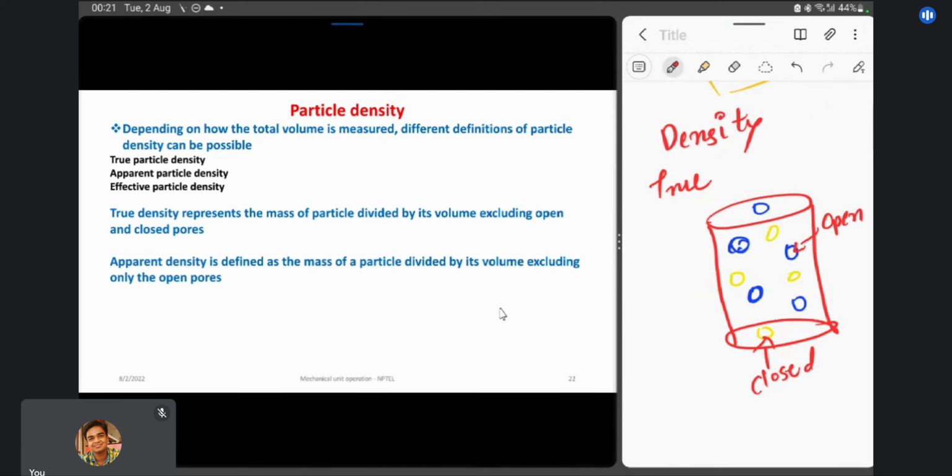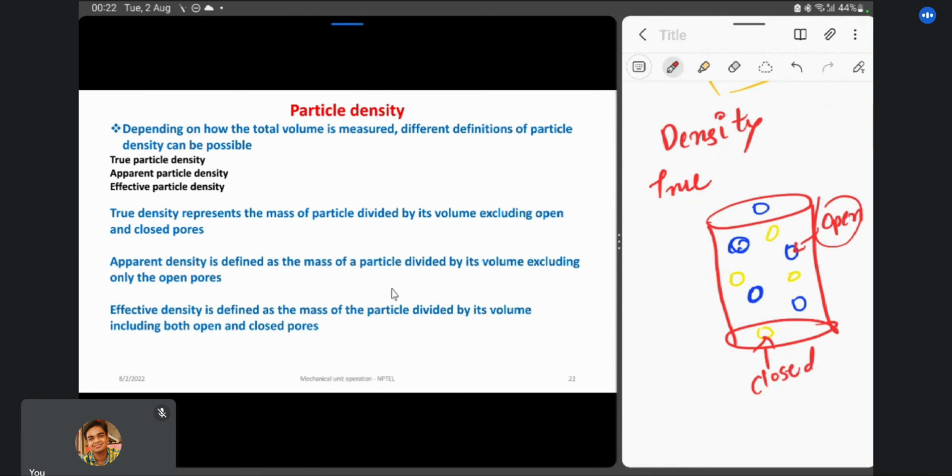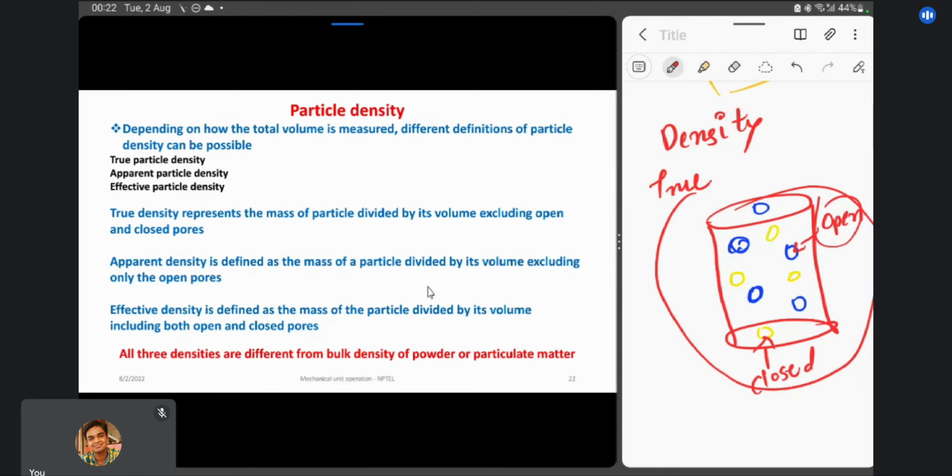But if you consider the mass density of the particle excluding only the open pores, then it is known as the apparent density. And you consider the effective density when you include both open and closed pores, everything. It is known as the effective density. So this is all about density, and all three densities are different from the bulk density of powder and particulate matter.